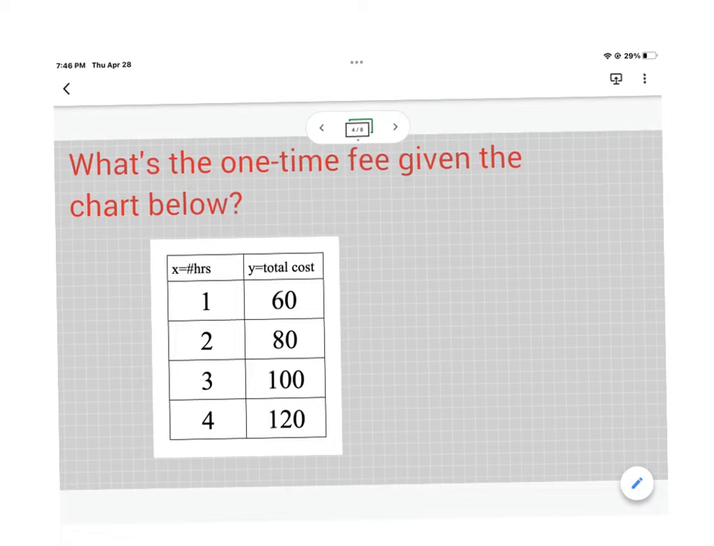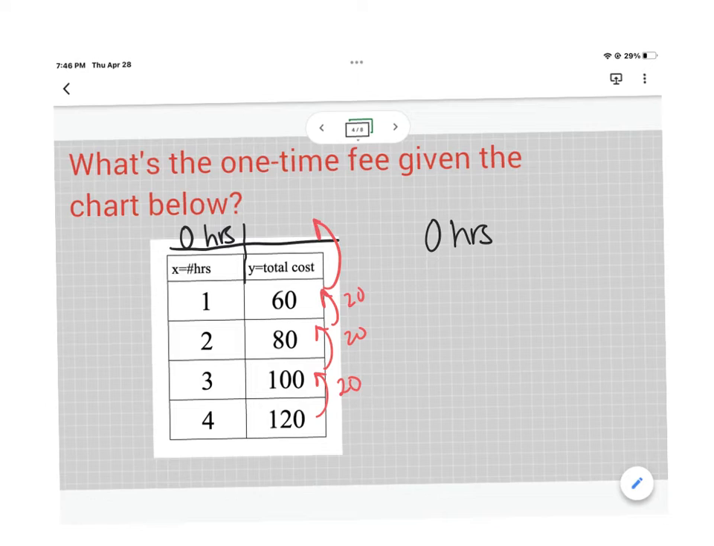The one-time fee is what you're going to pay if you go for 0 hours. And so the easiest way to figure this out is to extend your table back and say, well, what would it have cost me for 0 hours? And I can see that every time I go backwards, it's going down by 20. And so if I go down by 20 one more time, because that will get me to 0, that means my hidden fee or my one-time fee is going to be $40.